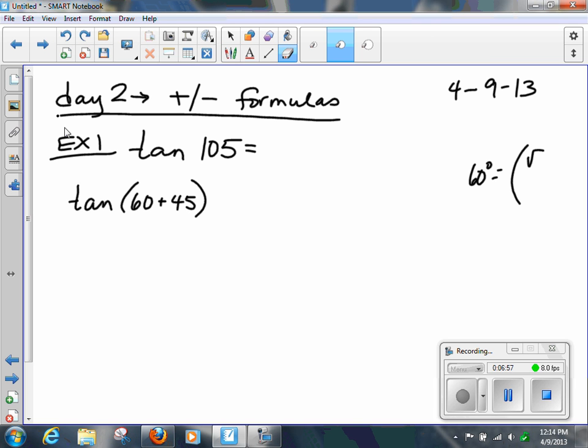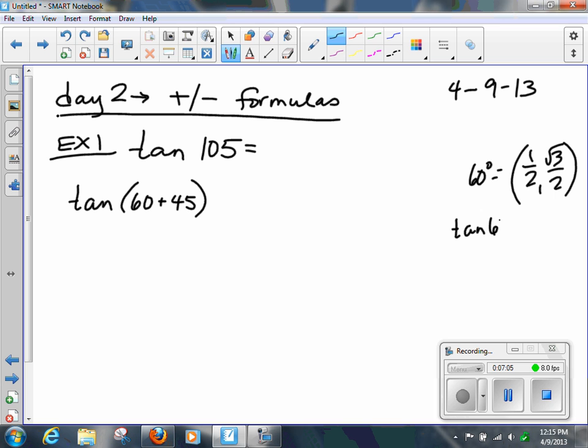So my terminal point for 60 is 1/2 root 3 over 2, and now I have to find its tangent value, which is sine divided by cosine, which ends up being root 3. Is that right? You bracket people, is that right? Okay.